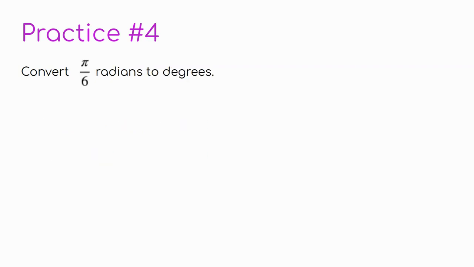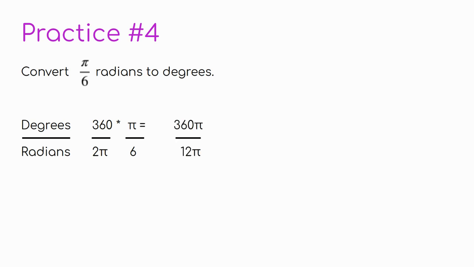All right, last one. Convert pi over 6 radians to degrees. What we want goes on top. We want degrees. So degrees over radians, 360 over 2 pi. Multiply by your angle, times pi over 6. Multiply straight across. 360 times pi is 360 pi. 2 pi times 6 is 12 pi. Our pi's cancel each other out. 360 divided by 12 equals 30 degrees.